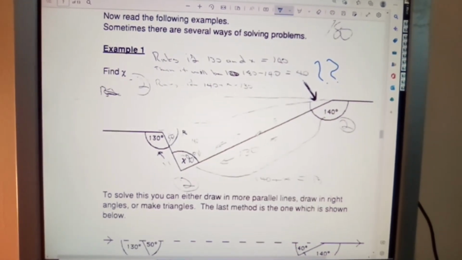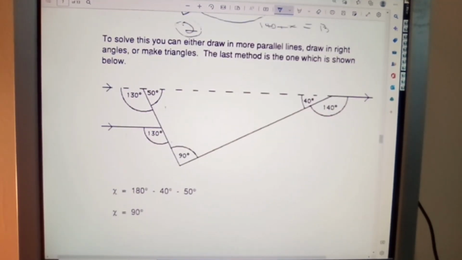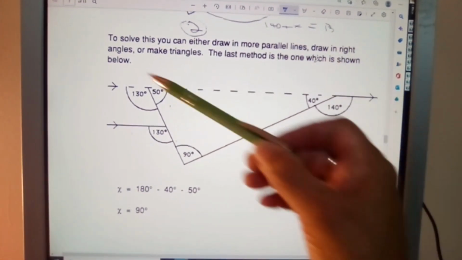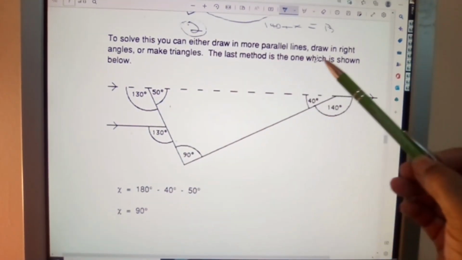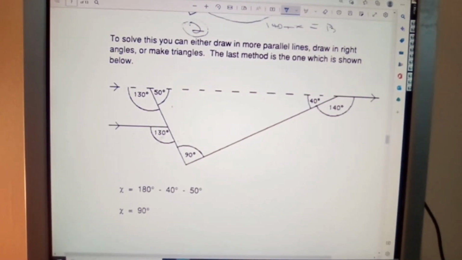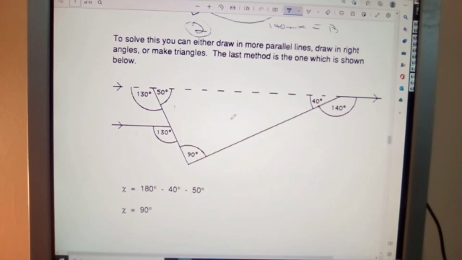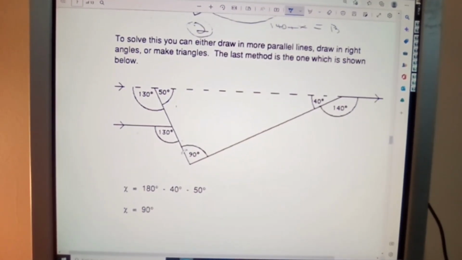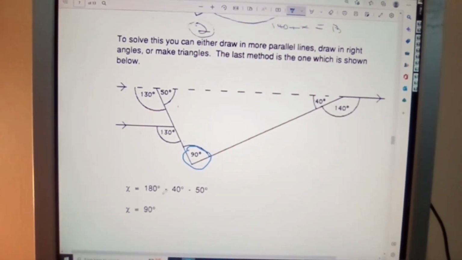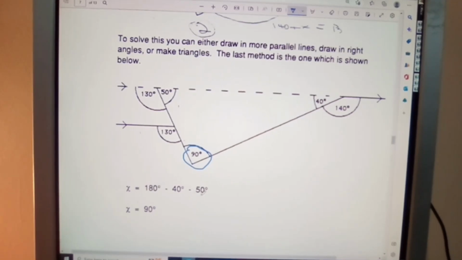To solve this, you can either draw in more parallel lines, draw in right angles, or make triangles. The last method is the one which is shown below, so this is the method we're going to use here. What we're looking at here is finding x. Now where is x on here? x is here, that is our x. We know the triangle should add up to 180, therefore it's 180 minus 40 minus 50, x equals 90. We got that in place.